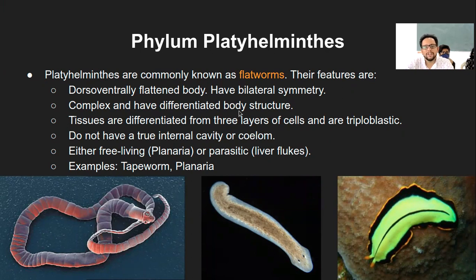Tissues are differentiated from three layers, what is called triploblastic. I guess some time back I had mentioned this endoderm, mesoderm and ectoderm. While the embryo is formed from the zygote, it differentiates into three layers. So that's why it is called triploblastic. That means the whole organism, while it is developed from a zygote or embryo, is developed from three different layers. That is triploblastic.